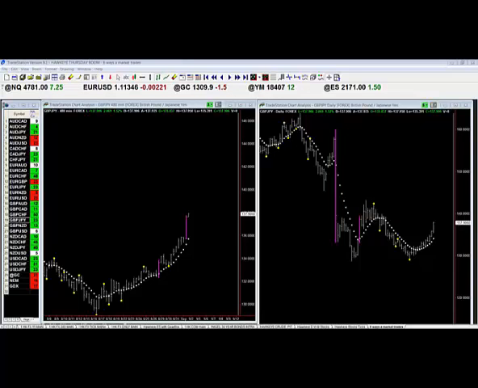Well, you can change the colors of the indicators very easily in TradeStation and the other platforms. They don't have to be red or green. You can change them to whatever you like. And I'll go in and do that in a moment.